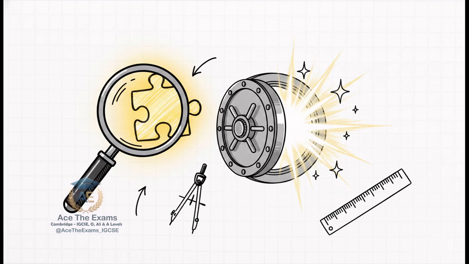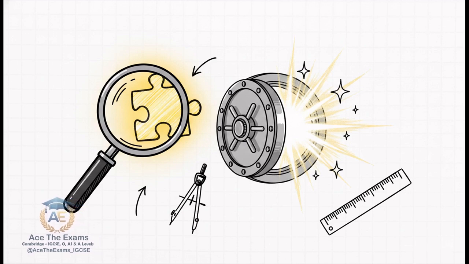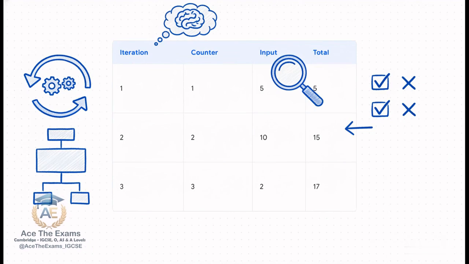But first, you need the framework that makes that clue super obvious. Grasping this is basically the ultimate mark scheme vault combination. It completely separates the students who are just kind of guessing at algorithms from those who can mathematically prove their logic is solid. And this brilliantly illustrates the trace table.